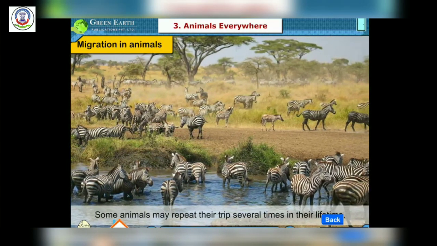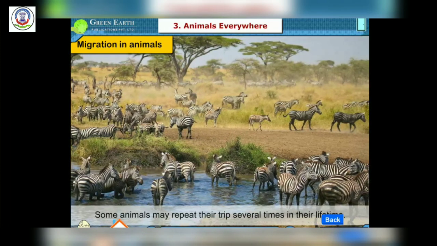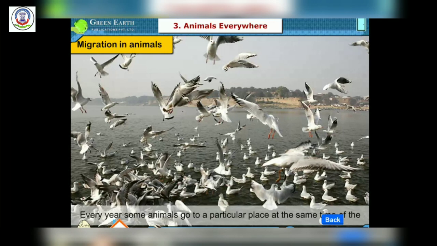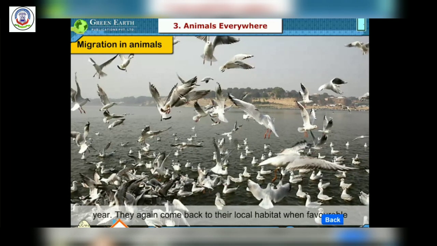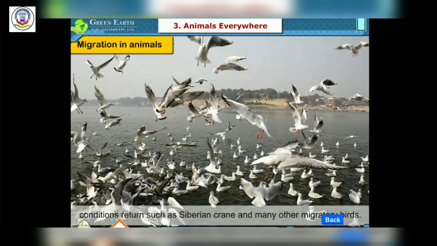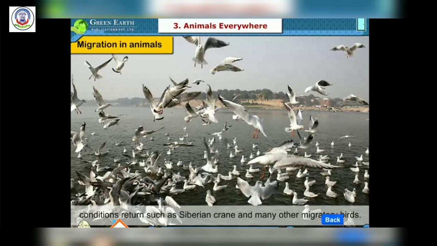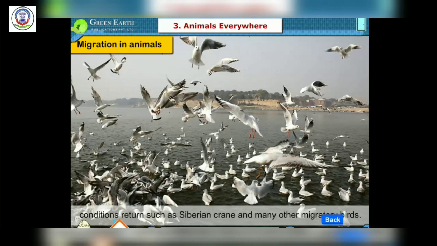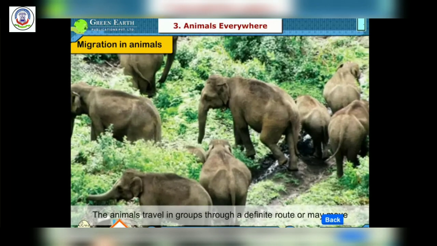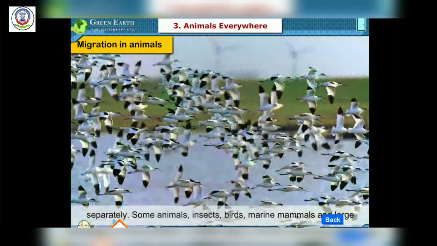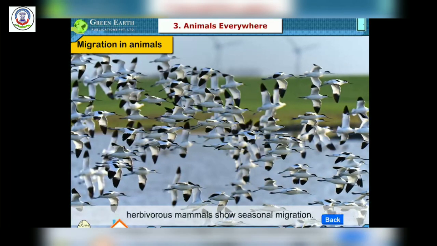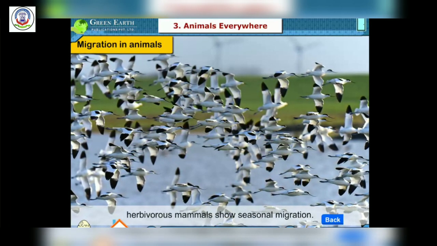Some animals may repeat their trip several times in their lifetime. Every year, some animals go to a particular place at the same time of the year. They again come back to their local habitat when favorable conditions return, such as Siberian crane and many other migratory birds. The animals travel in groups through a definite route or may move separately. Some animals, insects, birds, marine mammals, and large herbivorous mammals show seasonal migration.